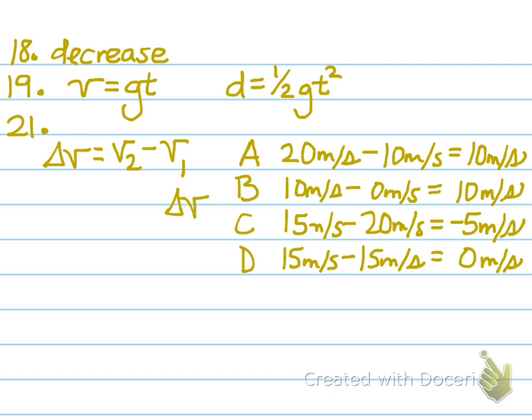So for 21, the first part of this is part A. Sorry, I was looking at the answer key and I think there's a mistake in the answer key. So for 21, we want to rank the cars in terms of change in velocity from most positive to most negative. Most positive, we have A is equal to B. Then we have D. Then we have C.